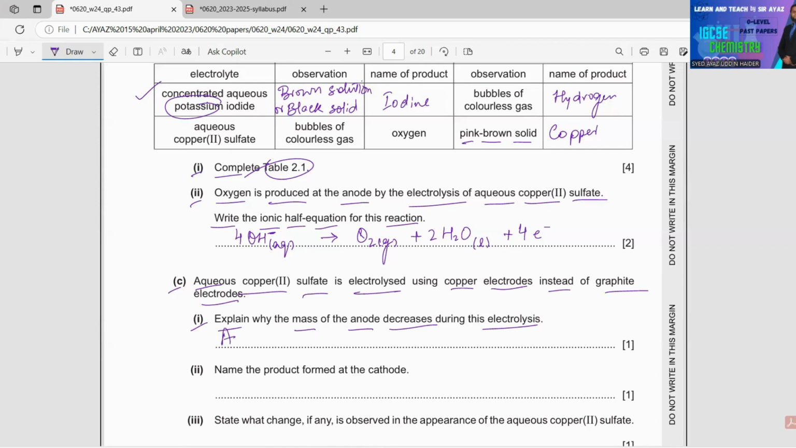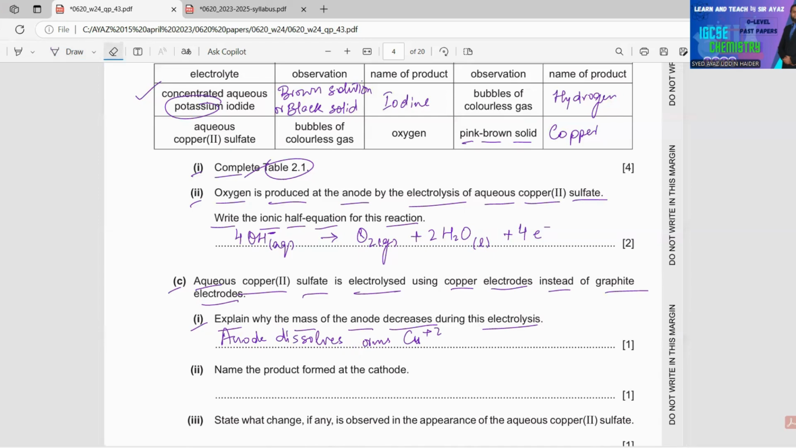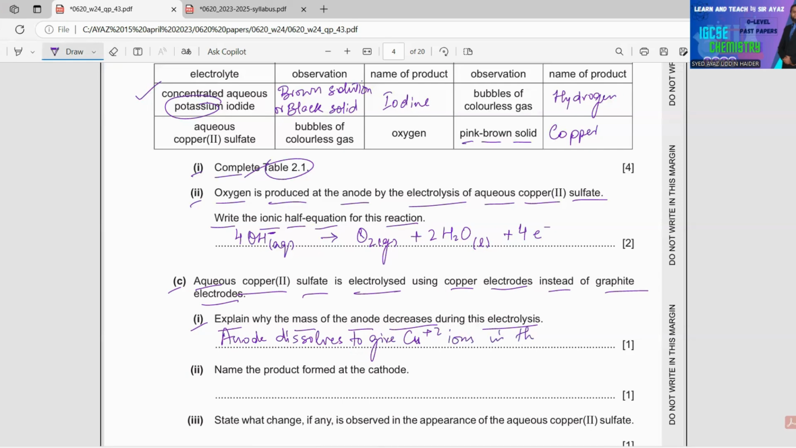So you can write: the anode dissolves. If you are writing dissolves, then you will write dissolves to give Cu²⁺ ions in the solution.